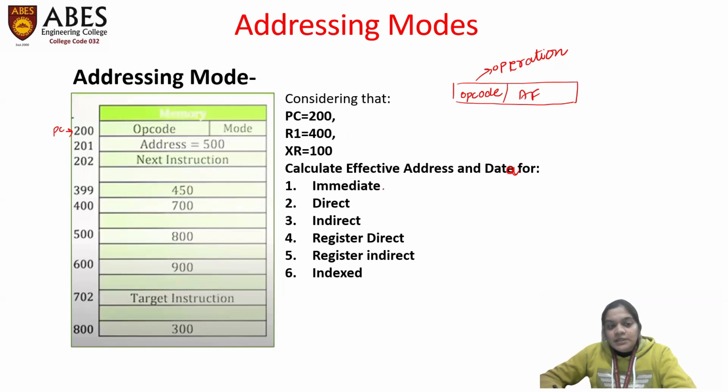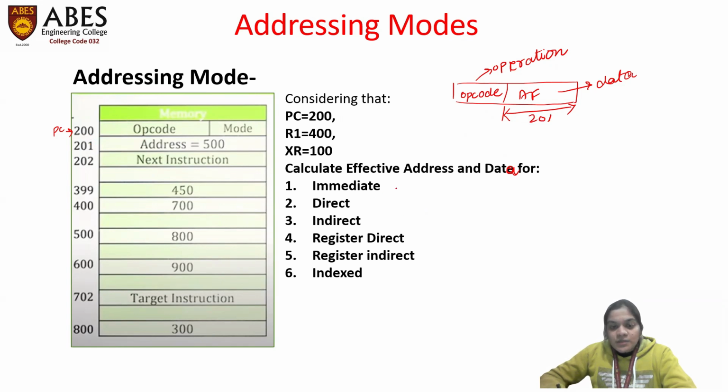Now, in case of immediate addressing mode, what we stated in the previous video is that the address field section will comprise the data itself, right? The immediate addressing mode, in case of the address field, will give you the data itself. So over here, in case of immediate addressing mode, we have already understood that the opcode section is at location 200 and the address field data is at location 201.